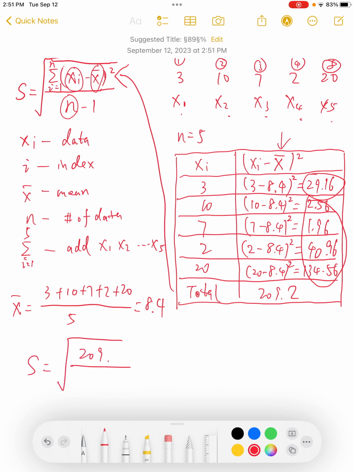The numerator is 209.2 divided by n, 5 minus 1. Put in a calculator the square root of 209.2 divided by 4, and I get 7.231873893. If we want to keep 3 decimals, put a marker after the 1 and look at the digit after it, which is 8. 8 is a number greater than 5, so we need to add a 1. So the answer is 7.232. That's how we calculate the standard deviation. Hope that helps.